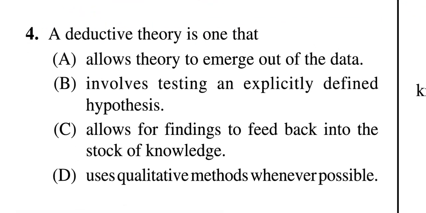This question is related to research aptitude, if I'm not wrong. Number 4 says: a deductive theory is one that allows theory to emerge out of the data, involves testing an explicitly defined hypothesis, allows for findings to feed back into the stock of knowledge, or uses qualitative methods whenever possible. So these are the options. The correct option for this question will be: a deductive theory is one that involves testing an explicitly defined hypothesis.